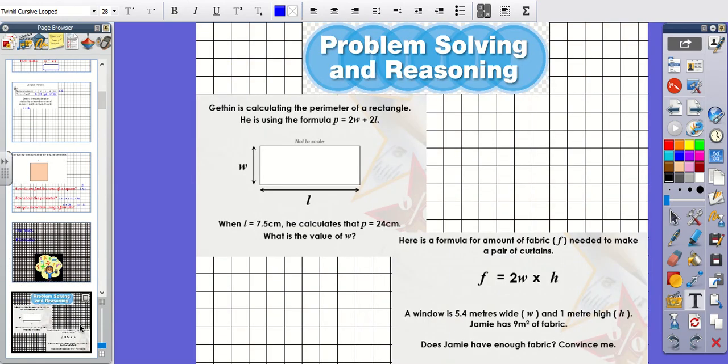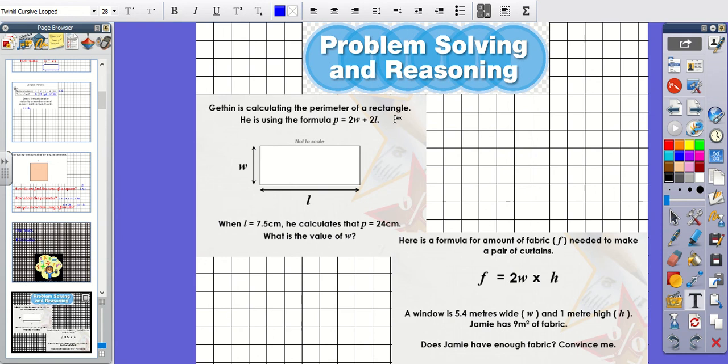Okay then, so problem solving and reasoning today. Gethin is calculating the perimeter of a rectangle. He is using the formula P for perimeter equals 2W add 2L. Now, when L equals 7.5, he calculates that P equals 24. What is the value of W?